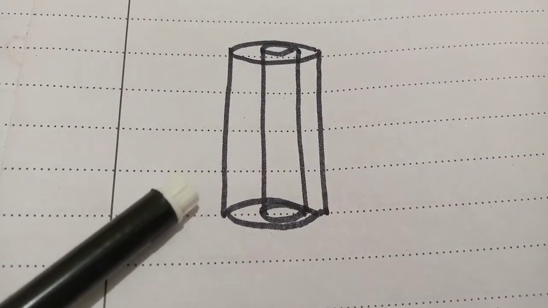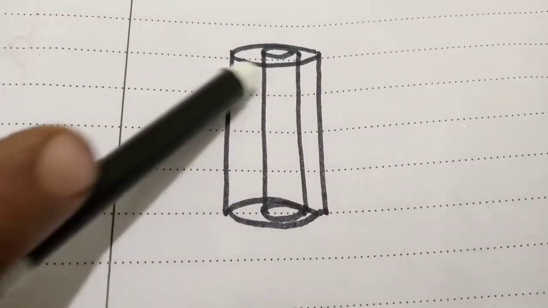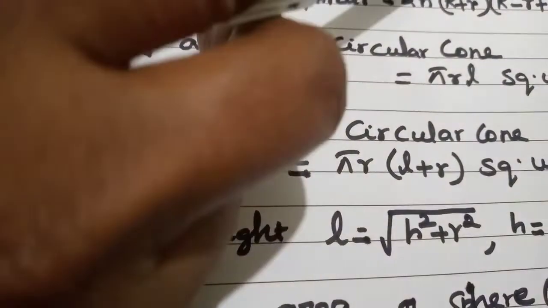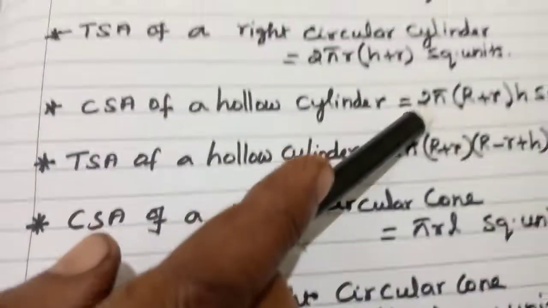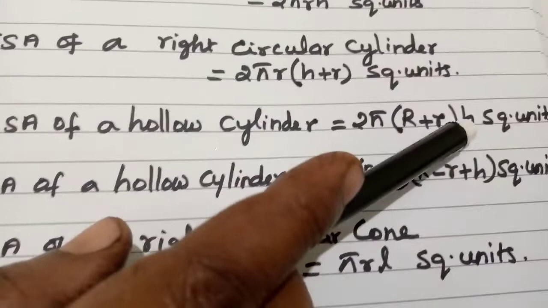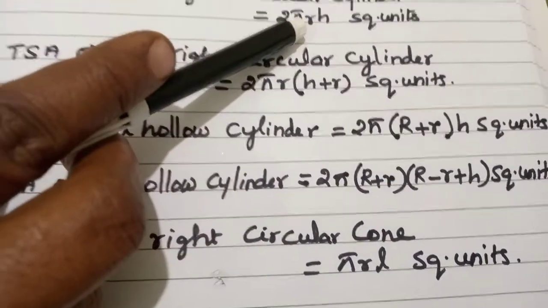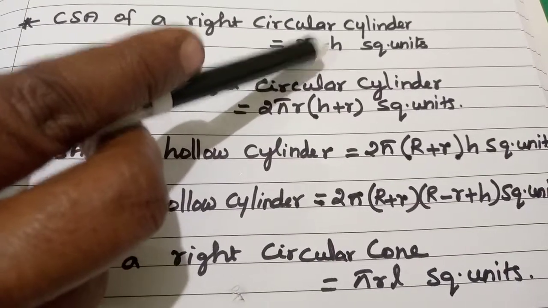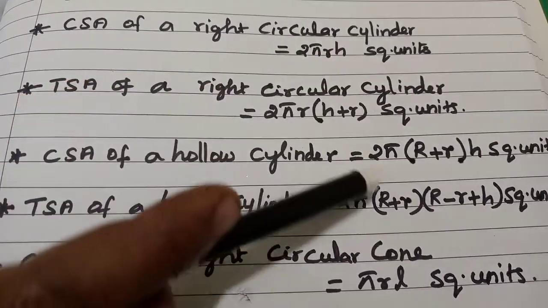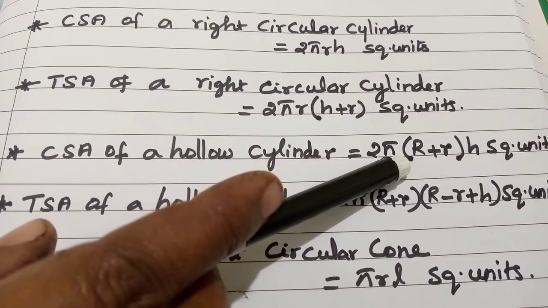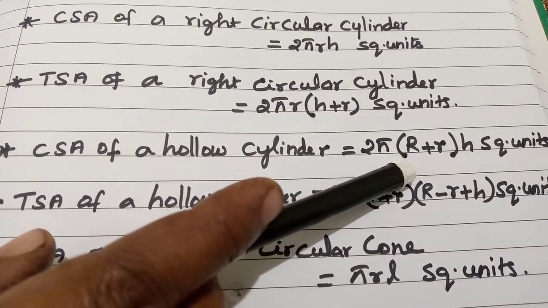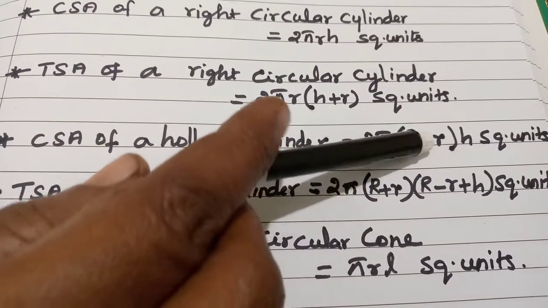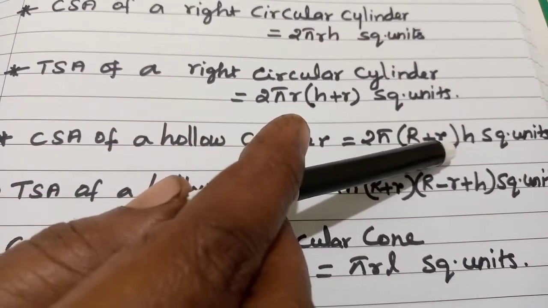First we have the CSA of the hollow cylinder, only this outer curved area. The CSA of the hollow cylinder formula is 2 pi into (R plus r) into h. In the first formula we have 2 pi r h, where only one radius is there. Hollow cylinder means inner and outer cylinders, two cylinders are there, no? So here there are inner as well as outer radii. The outer radius is capital R, the inner radius is small r.